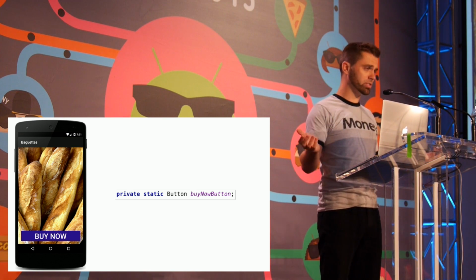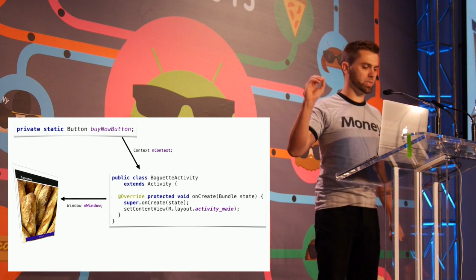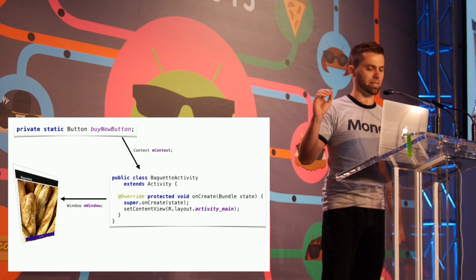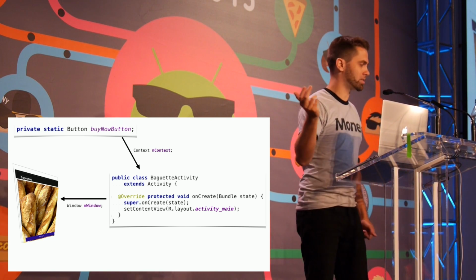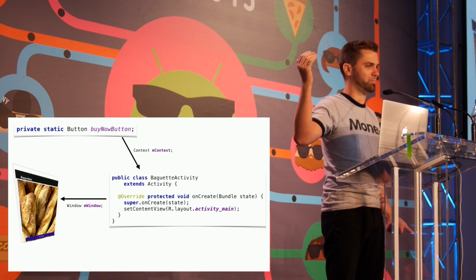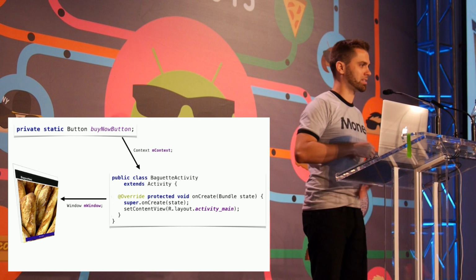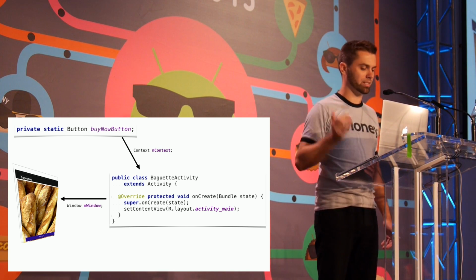Now, you could say, well, it's just a small button. Who cares? The problem is my button has a field called mContext, which is a reference to the activity. And then the activity has a reference to the window, which has the entire view hierarchy, including my huge baguette picture in memory. So that's a couple megabytes that are held by just a static button, even after the activity has been destroyed.